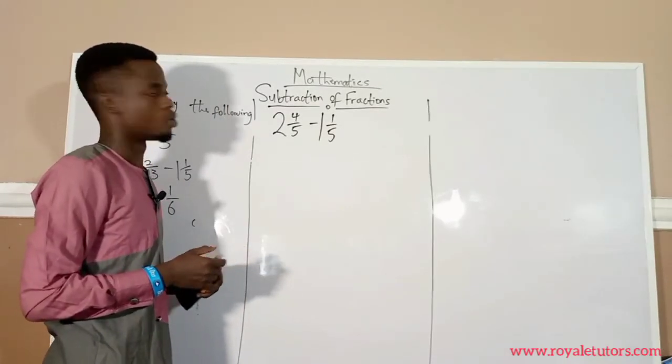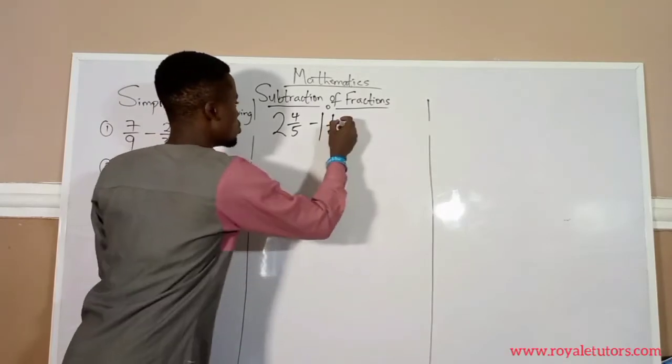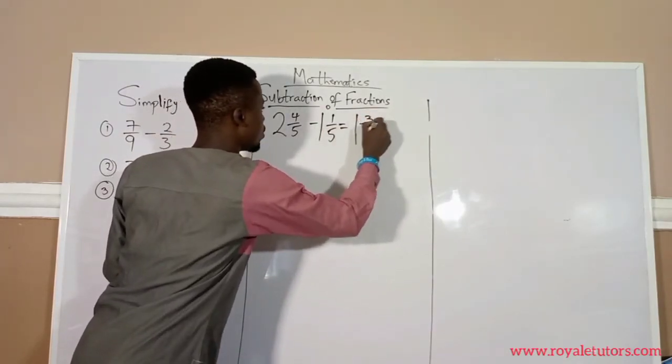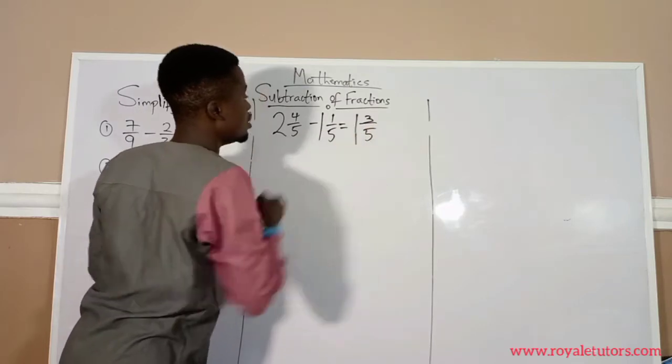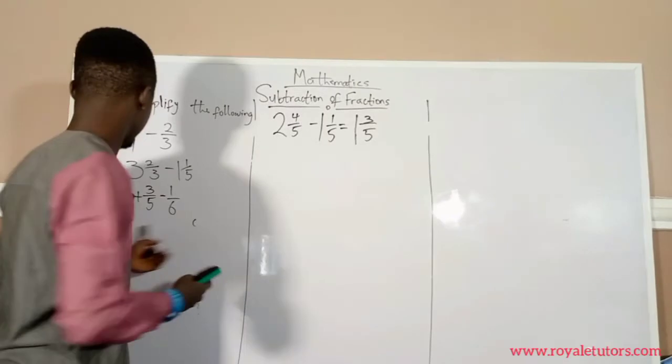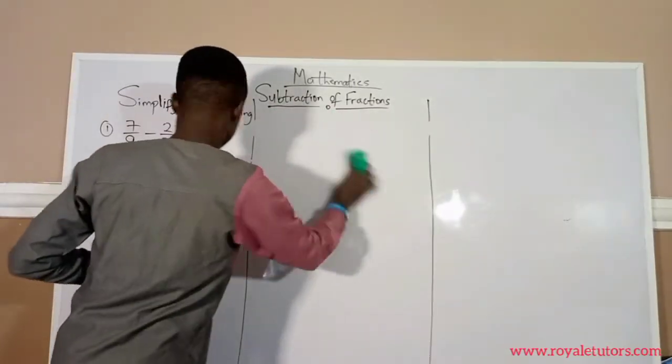Okay? So welcome back. If you have solved it, you will see that it's going to give us 1 whole number 3 over 5. Yes. If you get this, then you are correct. If not, you can watch again to be able to correct it. So let me go to the third one.